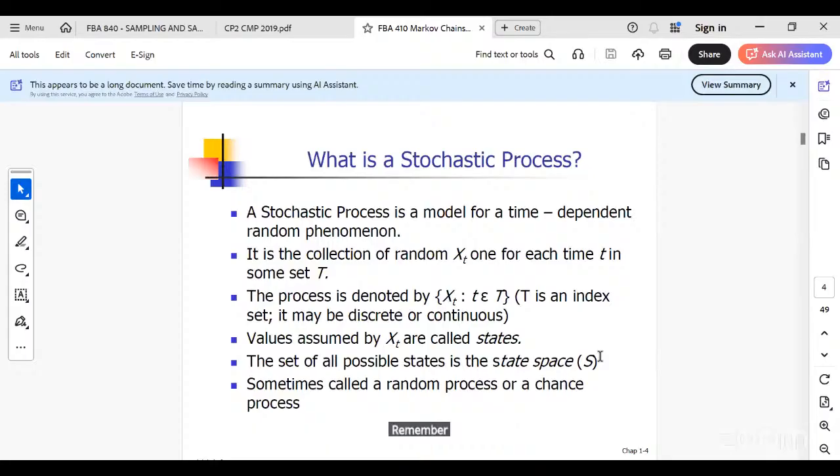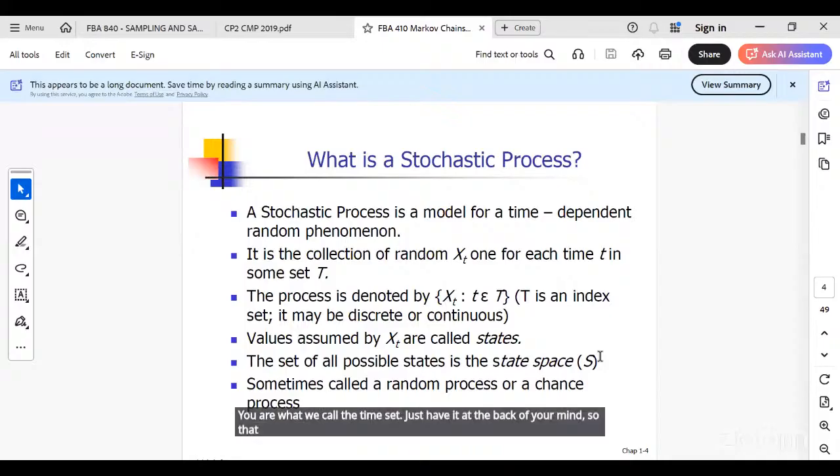Remember how I defined the state? I said the realization, the position, the value of the random variable is your state. And then the time that the random variable gets to that state, the time that it transited and assumed those values, is your time. When you put all those possible times together, you have what we call the time set. Just have this at the back of your mind so that when I'm using the word state and time, you should understand.